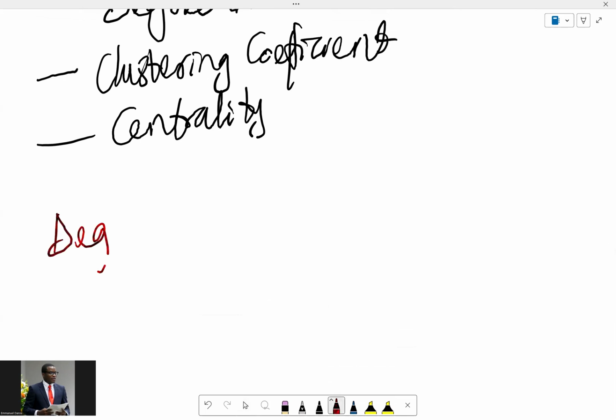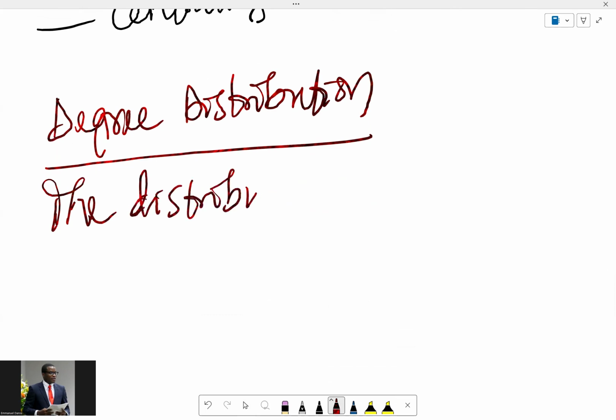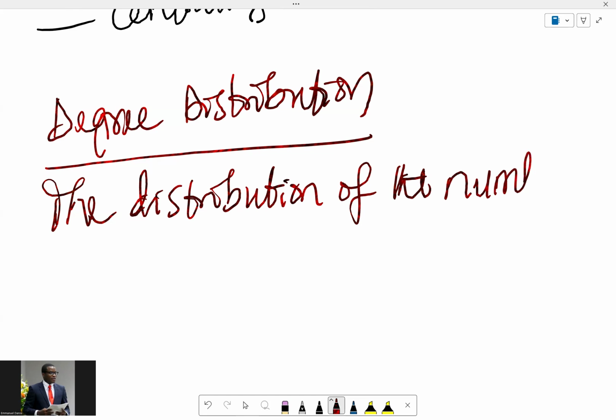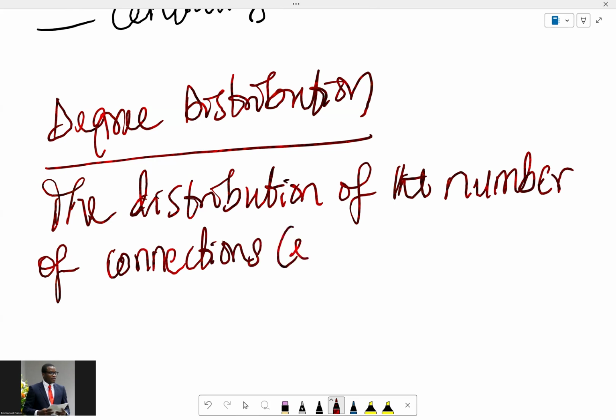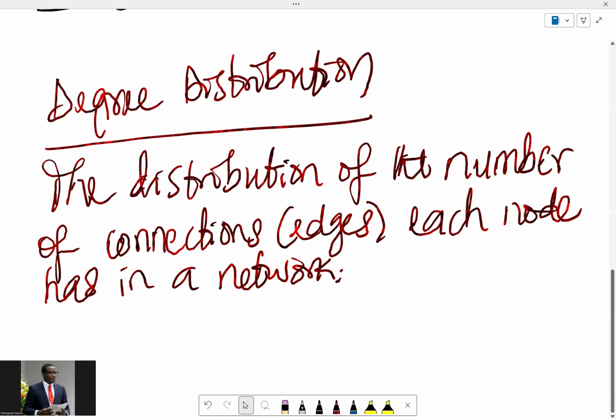So first, let's talk about degree distribution. Degree distribution is the distribution of the number of connections or edges each node has in a network.